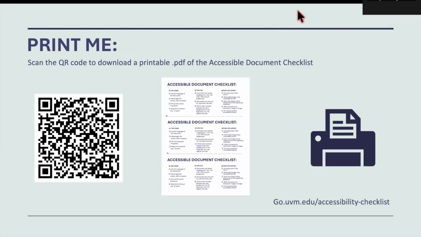We want you to have access to the accessible document checklist in a hurry, at the ready, trying to make it convenient. You can scan the QR code that's currently on screen in order to download a printable PDF that has 3 of these accessible document checklists separated by little cut lines, cute little scissor icons. You print those out and then cut them into 3 pieces, and you've got a bunch of small accessible document checklists that are paper to work with.